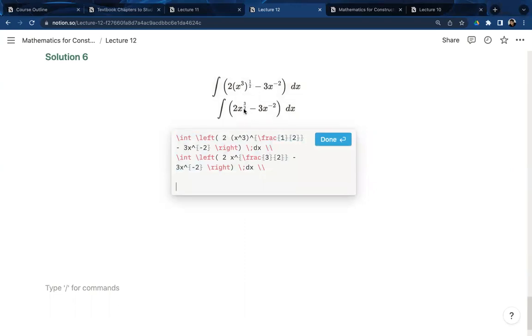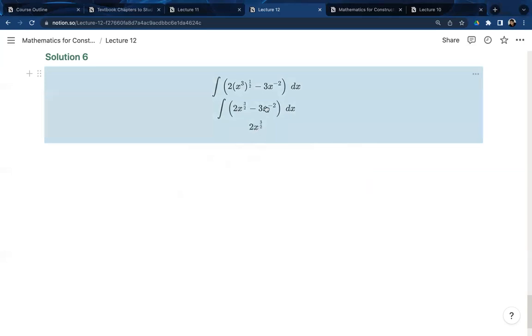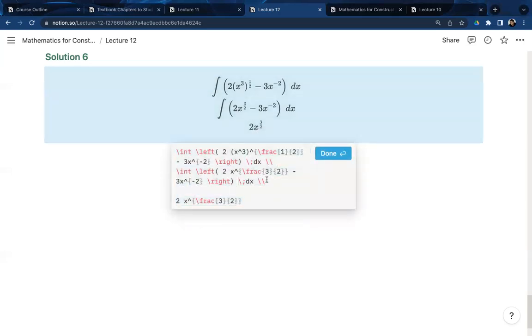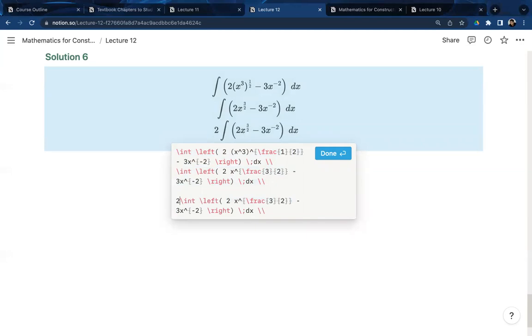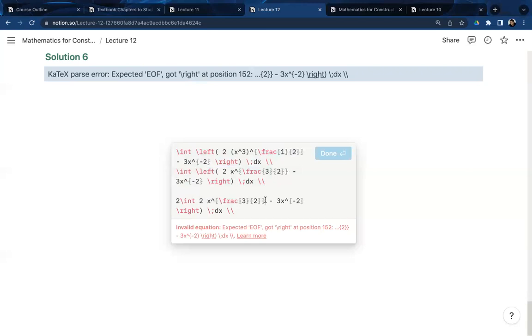So the power here is 3 over 2. So you have to add 1 to 3 over 2, okay? So let's take our time with that, write it here. So the 2 and the 3 could come out. So what we could do, we could rewrite the question and represent it as a sum. 2 integral of this dx minus 3 integral of this.